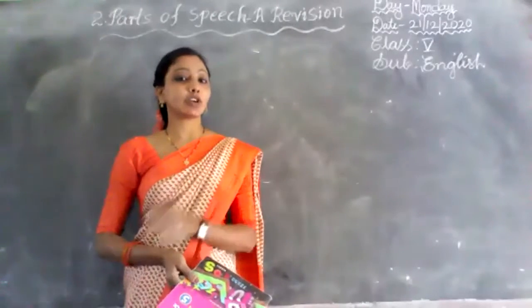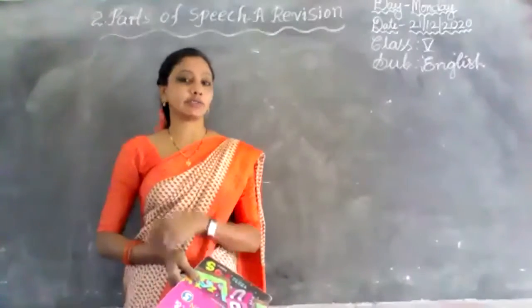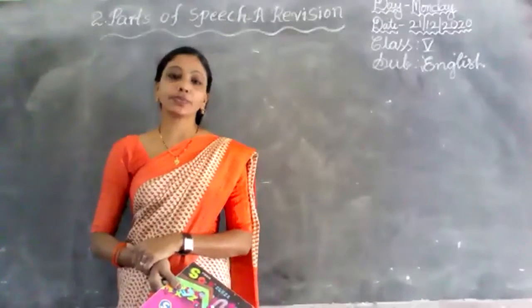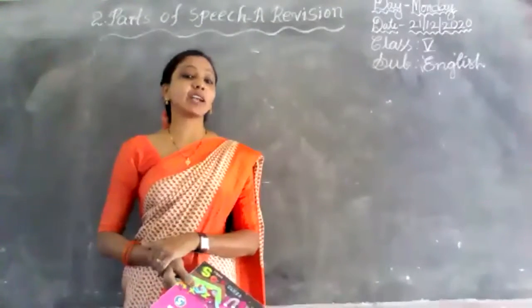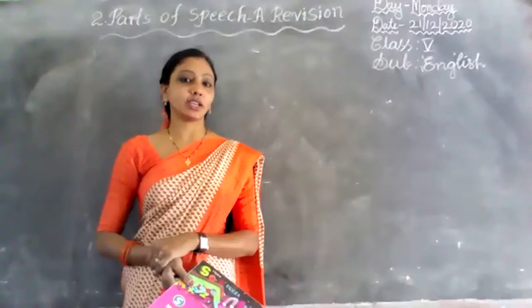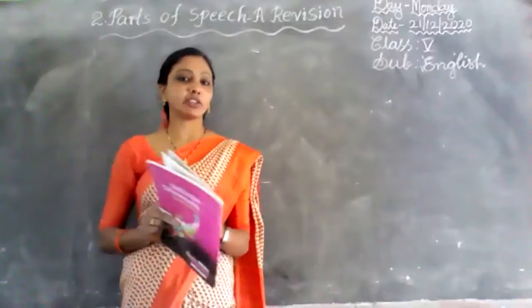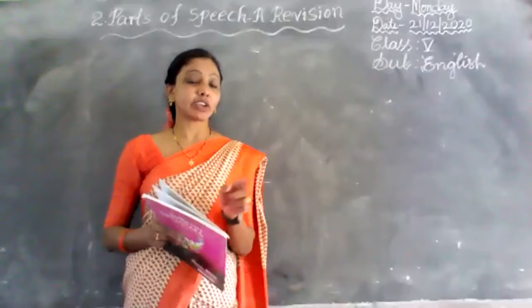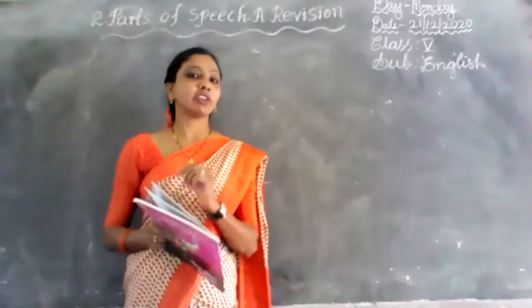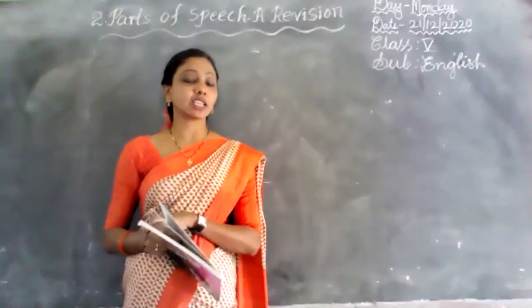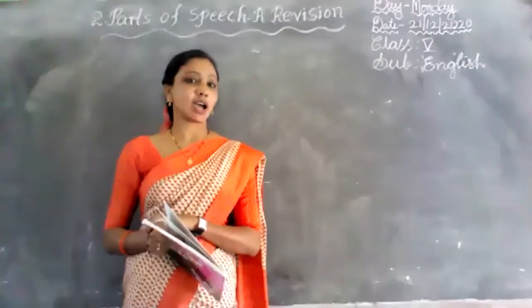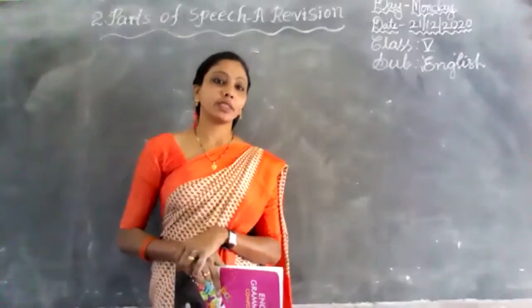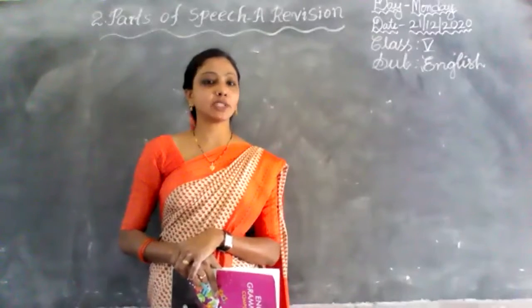So next topic, pronoun. A pronoun is a word which we use instead of a noun to avoid the repetition of the noun, right? So in the place of a noun, we will use the pronoun. Why? Because we should not write the noun again and again. So that's why, to avoid that repetition, we use pronouns. What are the examples of pronouns? I, we, you, they, he, she, it, her, his, him. These are all examples of pronouns.